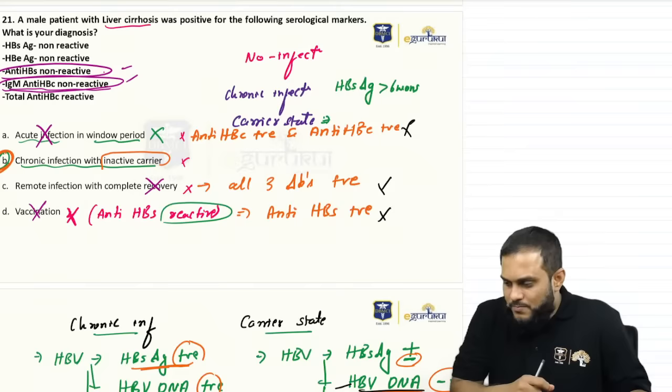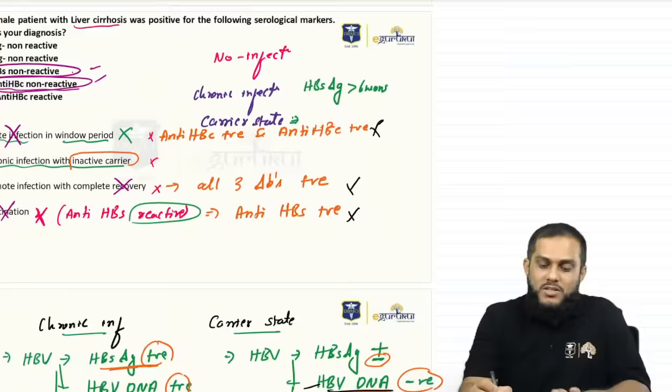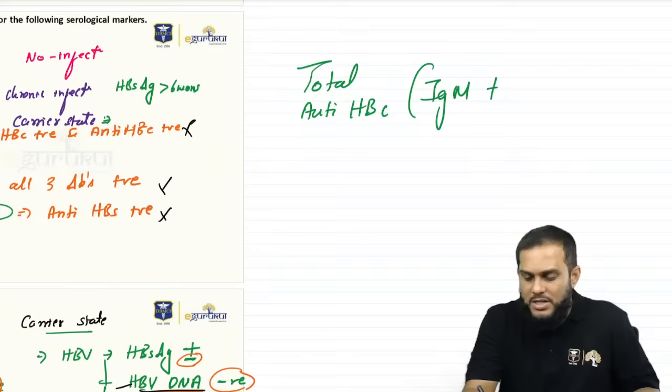What is total anti-HBC? Total anti-HBC is IgM plus IgG. When they say total anti-HBC is positive, together IgM and IgG is positive. But they say IgM anti-HBC is negative. Means, let me tell you here. Total anti-HBC means IgM plus IgG of anti-HBC is positive, means reactive.